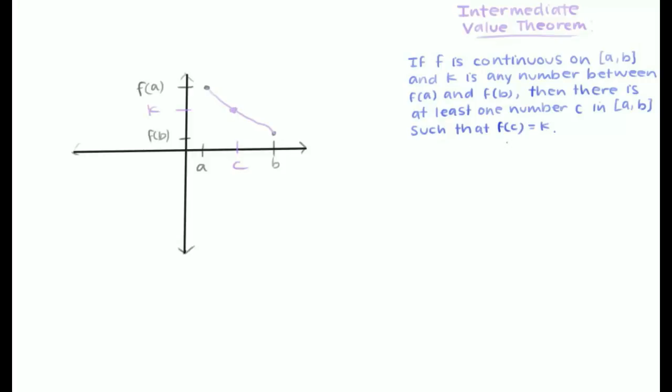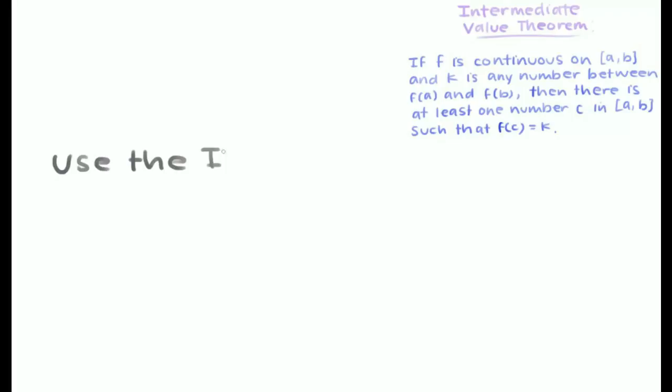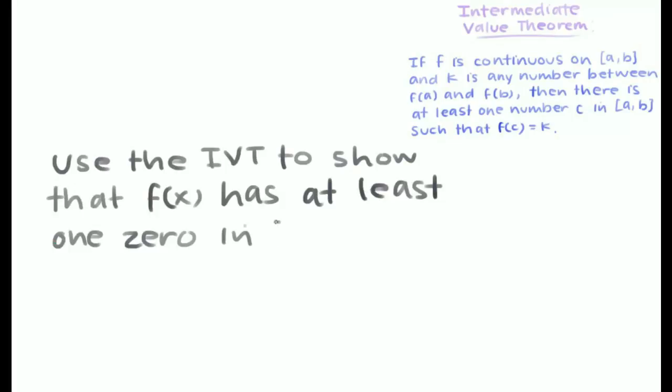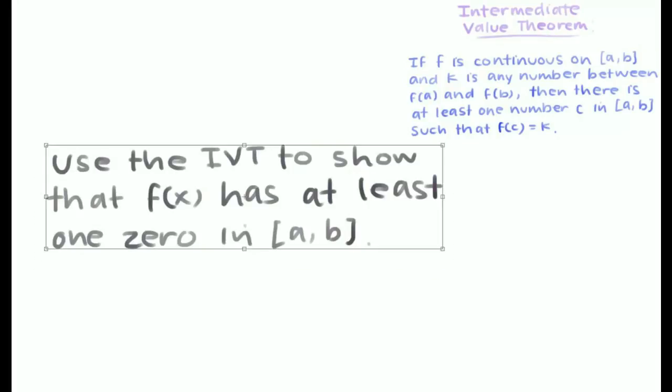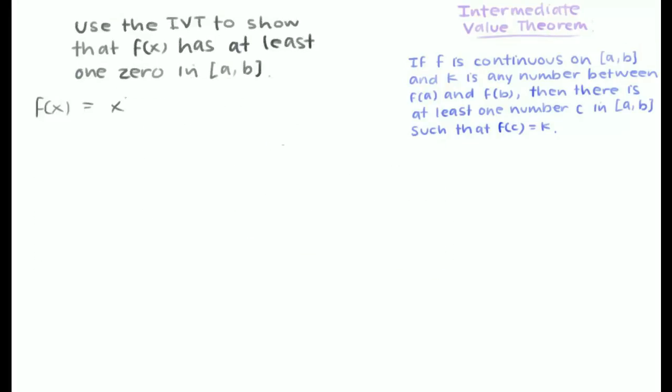So we're going to apply the intermediate value theorem to this problem right here, which asks to use the IVT to show that f of x has at least one zero in the closed interval a comma b. And so f of x equals x cubed minus 5x plus 2, and the closed interval is 0, 1. So now we're going to check for continuity, and because f of x is a polynomial, we know that polynomials are continuous everywhere, and so yes, it is continuous on the closed interval of 0 to 1.